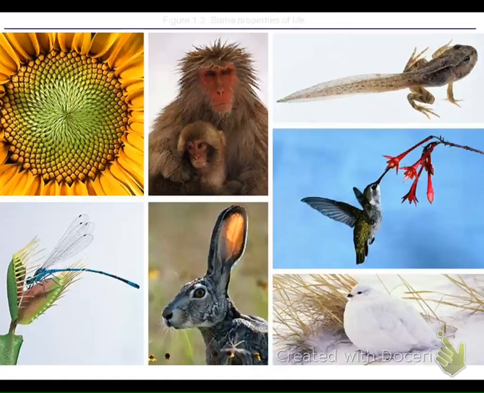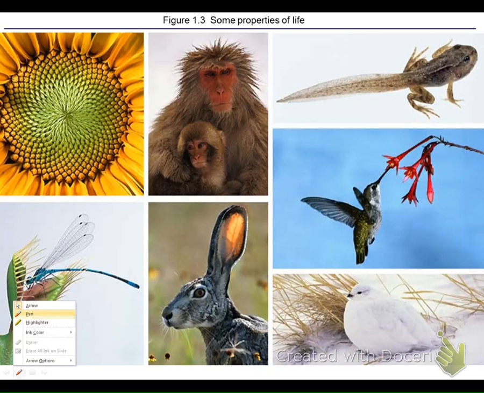First off, if you look at this picture, there's all kinds of different properties of life. You can see the patterns in the sunflower, the raising of the monkeys over here, the cooling off and maintaining that homeostasis of the rabbit. All of that you see in life all the time. So just remember that all those are parts of life.